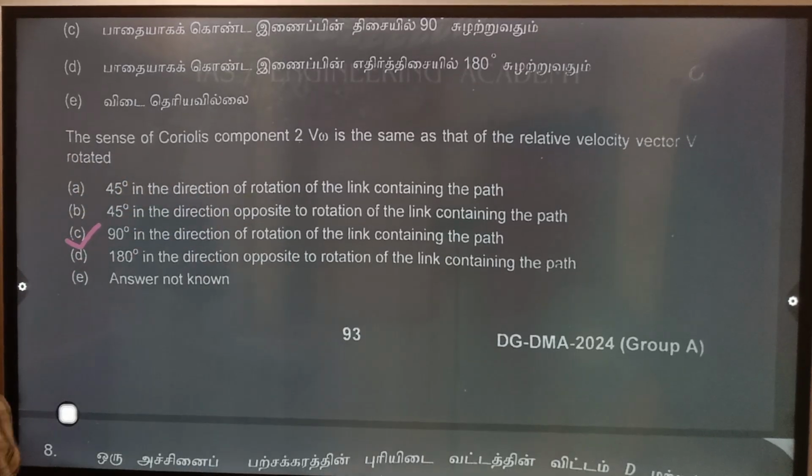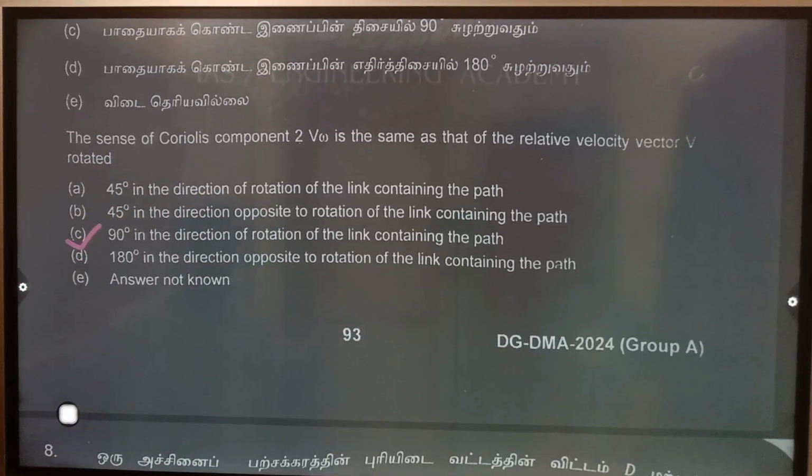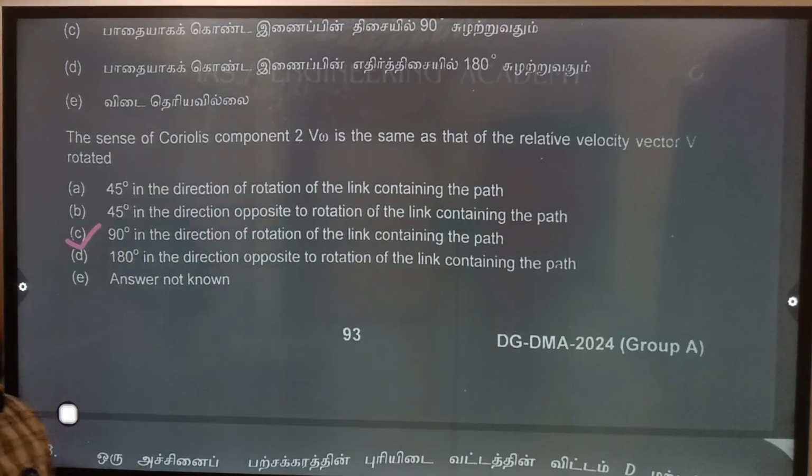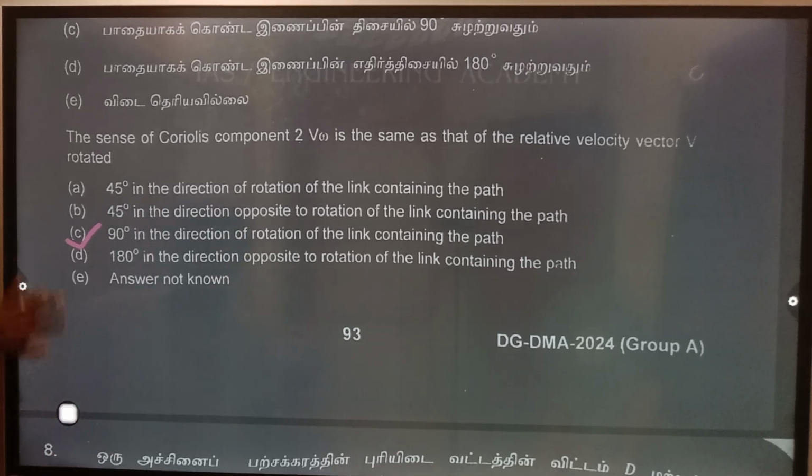7th question, the sense of the Coriolis component 2v omega. It is C, 90 degrees in the direction of rotation of the link containing the path. That is the answer. Okay, C is the answer for 7.